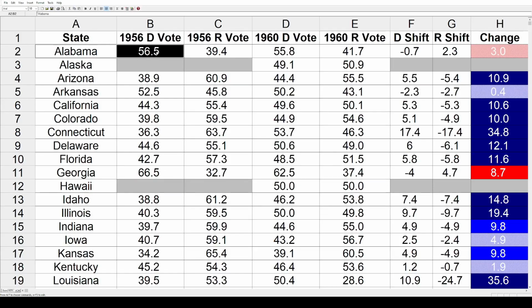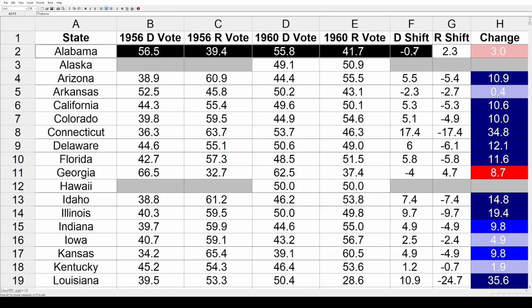So in 1956, Adlai Stevenson got 56.5% of the popular vote. Dwight Eisenhower got 39.4%. In 1960, John F. Kennedy got 55.8%. Richard Nixon got 41.7%. That's a net loss of 0.7 for the Democrats, a net gain of 2.3 for the Republicans, and a total net shift of 3% away from the Democrats and toward the Republicans. So that's how this works. Let's quickly go through the rest of these states.